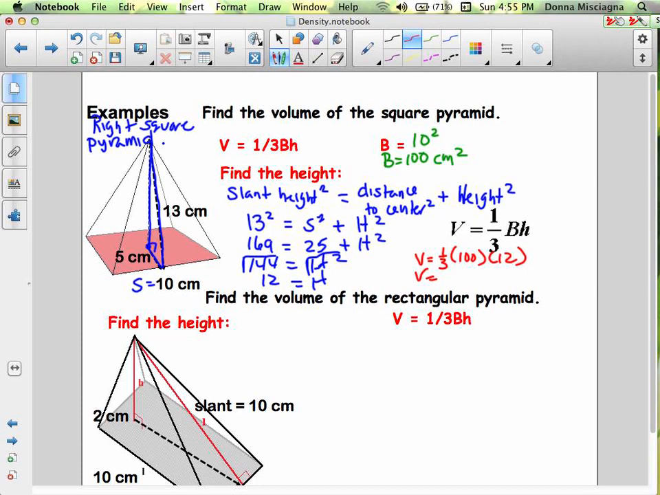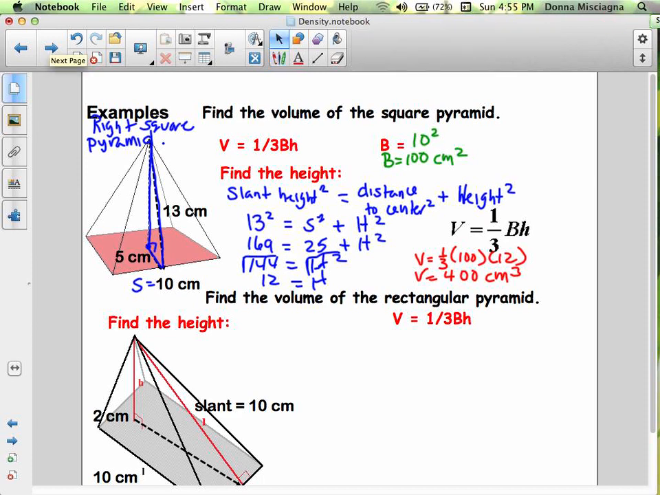Now, 100 is not easily divisible by 3, right? Because 1 plus 0 is 1. Right? 1's not divisible by 3, but 12 is. So 12 divided by 3 is 4, and 4 times 100 makes that 400 centimeters cubed. And there we go. That's all there is.